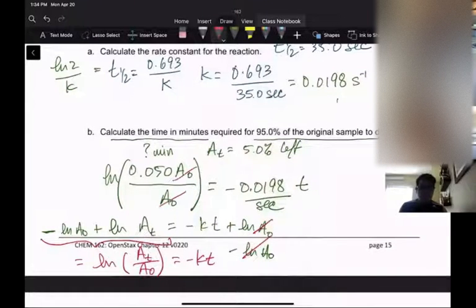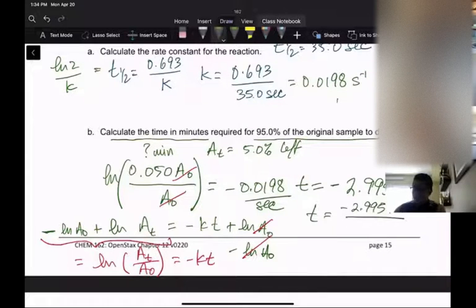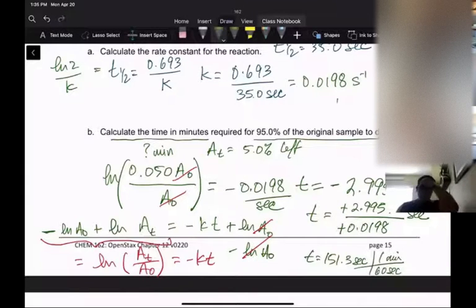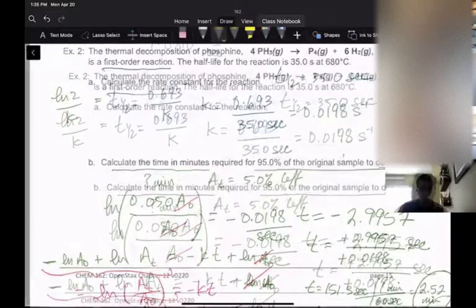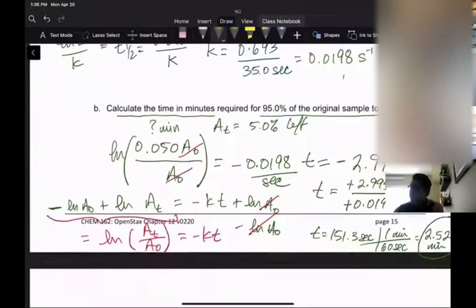All right, so here these guys cancel. And then the natural log of 0.05, because we have to have that decimal percent. All right, there's my answer, 2.52. So that had a short half-life, about a 35-second half-life, and 2.5 minutes to be 95% gone.